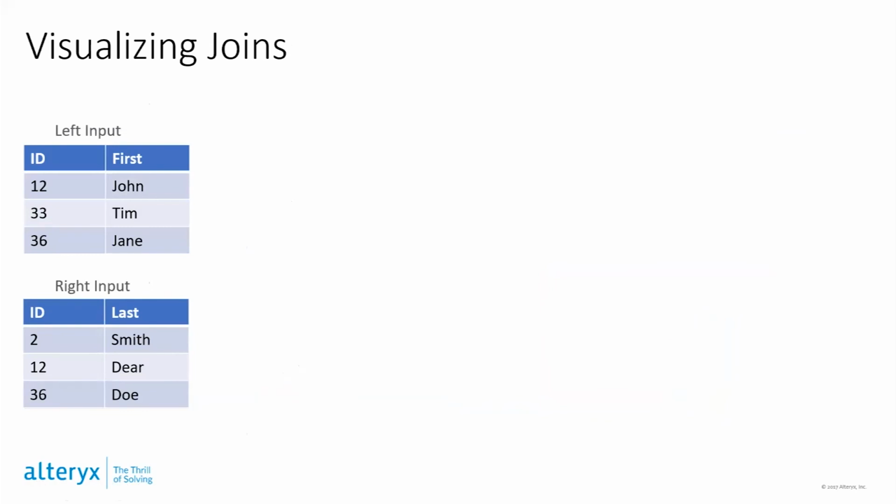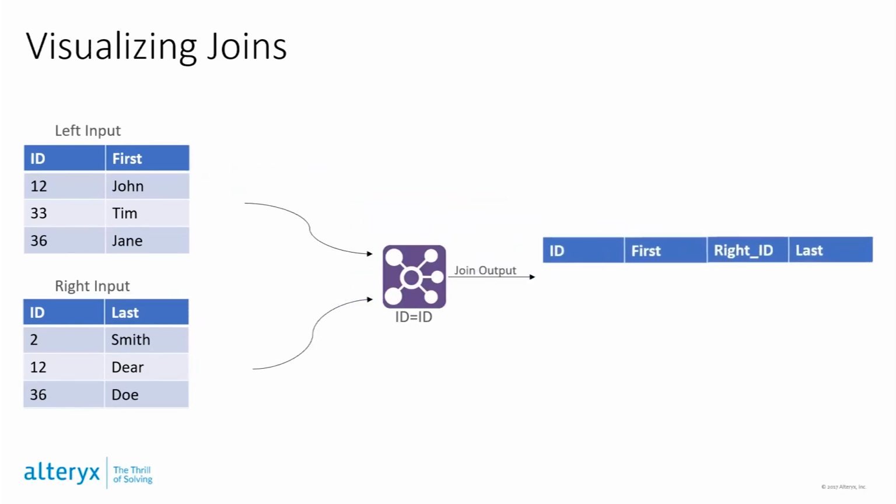Definitely you might have heard this terminology in your work. Left input and right input are there. The left input has ID and first name, and the right has ID and last name. Again, you will join the left and right. The join output will give you only ID 12, which is matching here. For 12 from the left input the first name is John, and for 12 the last name is Dear. That's appended here, so your join output will show like this.